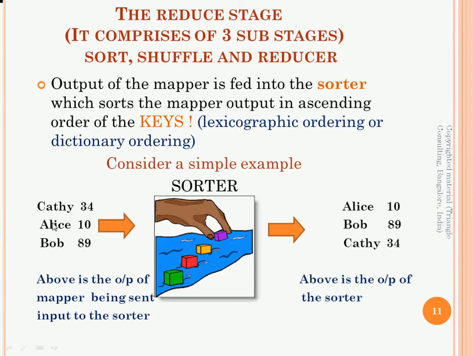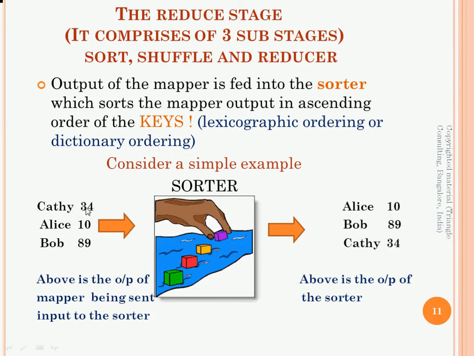Katie is 34 years old, Alice is 10 years old, and Bob is 89 years old. By default, the sorter is programmed to sort key-value pairs, but it does not consider the values. It only considers the keys for the sorting operation.